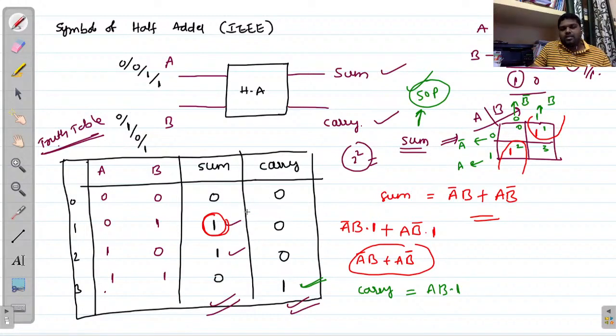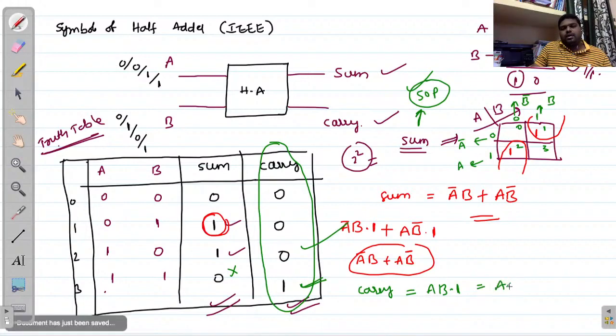I am writing the expression for only this column. So don't consider the sum while taking the carry. If you are taking the sum, you don't consider the carry. So now, carry equals what? AB. AB into 1 means AB. So you can directly write it from this truth table. Otherwise you can go with a K map also.